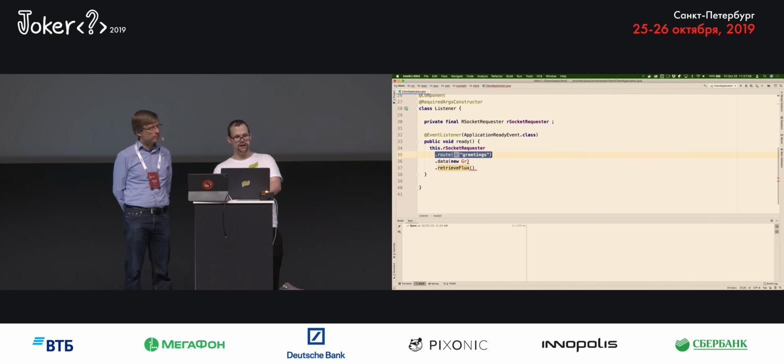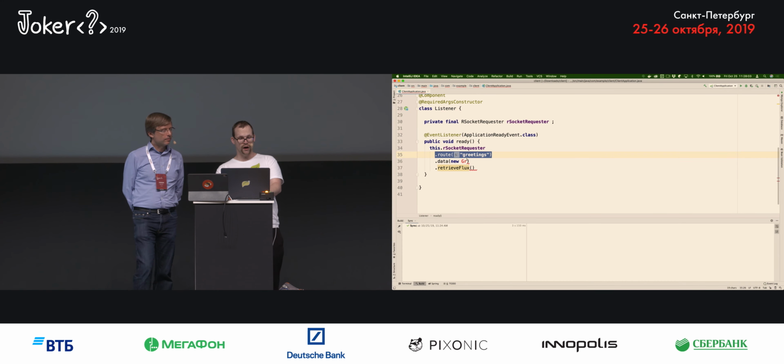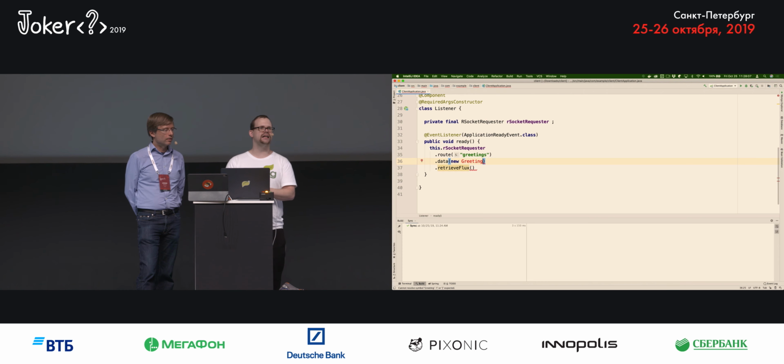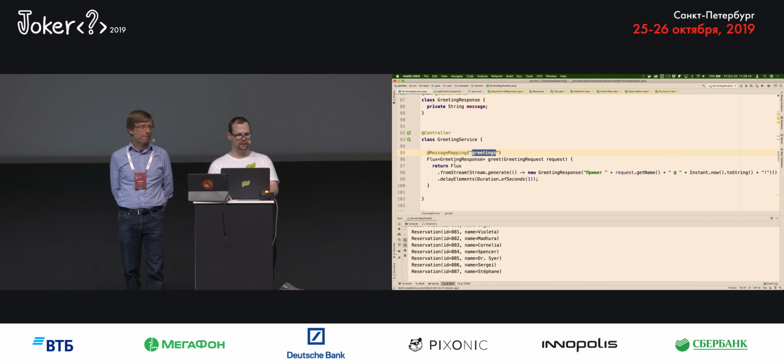RSocket requester to make a call to the greetings endpoint, which we've mapped here. The problem is that as I'm writing this code, I'm not getting very far because I don't have these types on the classpath. So I need to do something terrible, something that you should never, ever do. Not even when you're all by yourself at home and no one is looking. I am going to copy and paste code.